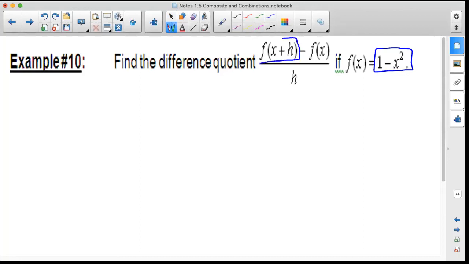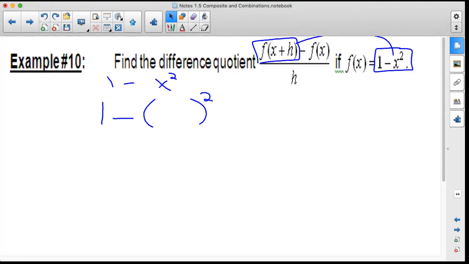So this says f of x plus h. That has to go in place of x in my function. My function says 1 minus x squared, that was my original function. But I'm replacing x with x plus h. That's what f of x plus h means. Go to your f function and replace x. So it still says 1 minus, but now it says 1 minus the quantity x plus h squared.